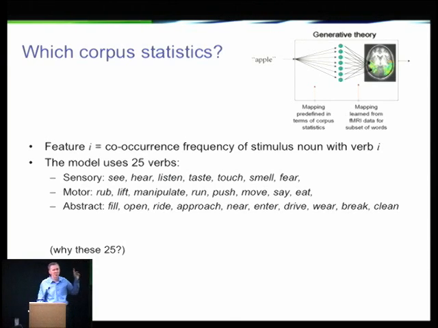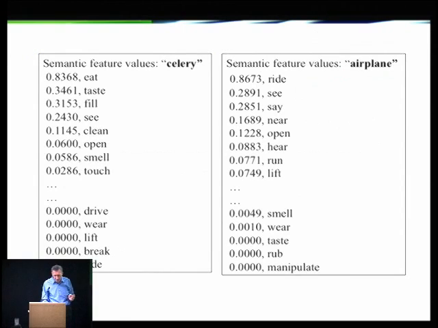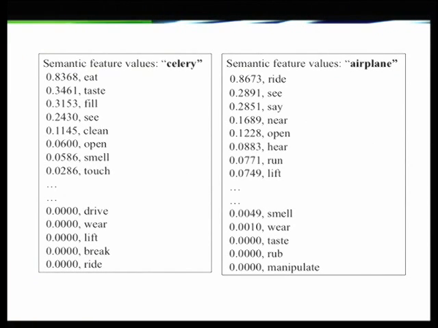Okay, and then the features we define simply as co-occurrence frequency. So given an input word like apple, the first step in the process is to look up in the Google trillion token corpus data how often apple co-occurs with each of these 25 verbs. So when you do that, you get statistics like this, where the word frequencies are normalized to become a vector of unit length. For celery, the verb eat co-occurs most often with celery, and ride does not occur very often with celery. On the other hand, airplane has a different profile of verb frequencies. So indeed, these verbs do a pretty good job of capturing the meanings of these concrete nouns. Okay, so that's step one of the model.